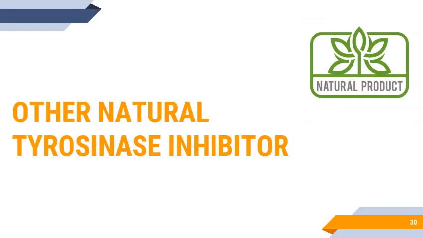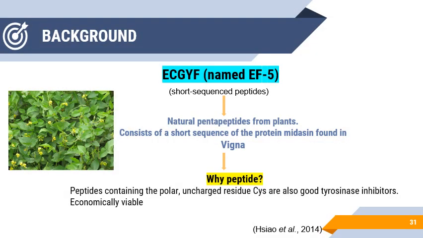That is one natural tyrosinase inhibitor, and we can find another natural tyrosinase inhibitor in this research, EF-5 or ECGYF. ECGYF is a short peptide sequence that is a natural pentapeptide from plants. It consists of a short sequence of the protein found in the Vigna plant, like in the picture.